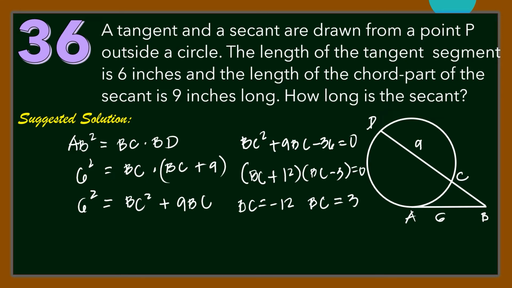Since BC is a distance from point B to C, then we have BC is equal to 3 and BC equals negative 12 is an extraneous root. Therefore, the secant BD is equal to BC plus CD, and that is equal to 3 plus 9. Final answer is 12.